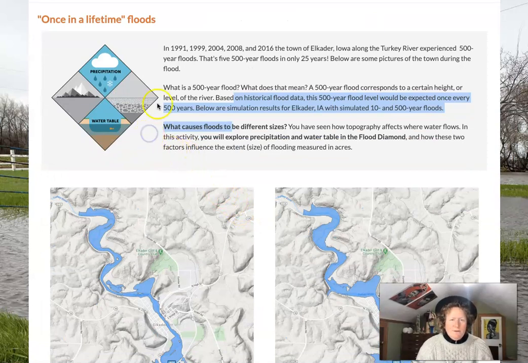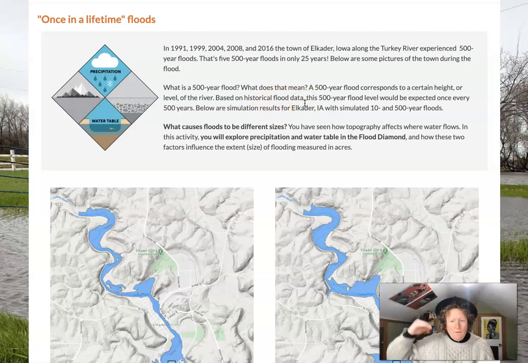What is a 500-year flood? Well, a 500-year flood corresponds to a certain height or level of the river. Based on historical flood data, they can go back and, from geology, tell where very large floods have occurred and how often those have occurred. A 500-year flood level would be expected once every 500 years.